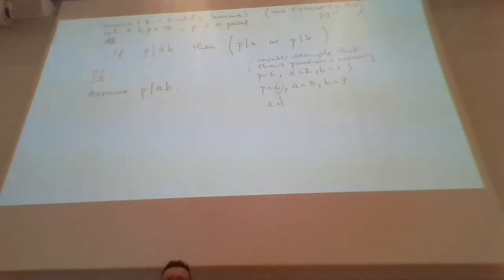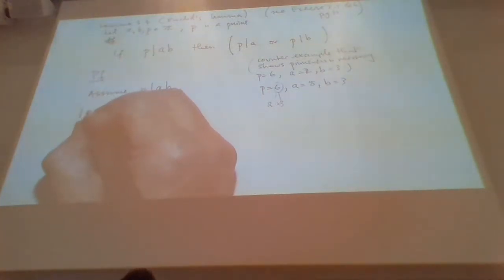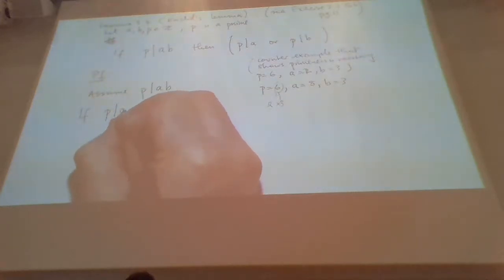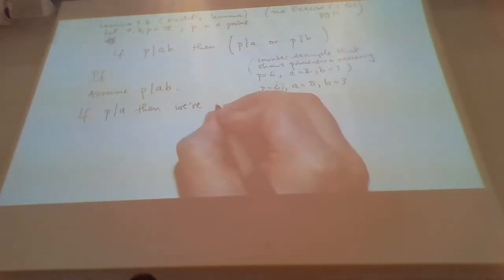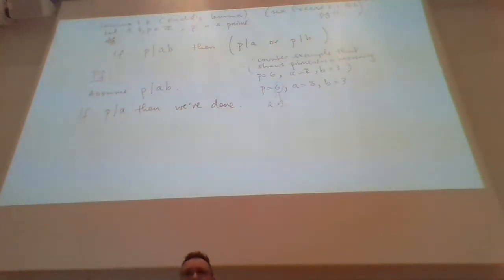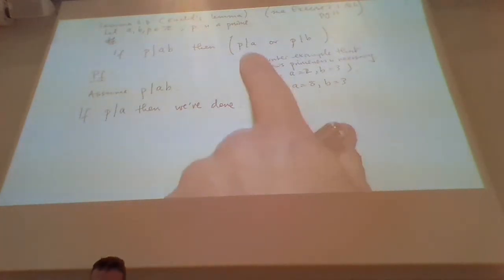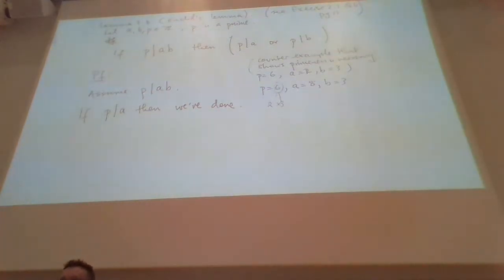Now, we might get lucky, and it may be the case that there's no need to produce any kind of argument, because it might be the fact that P divides A. In which case, there's nothing left to prove. Okay? Because the conclusion was P divides A or P divides B. So if P divides A, we're done.